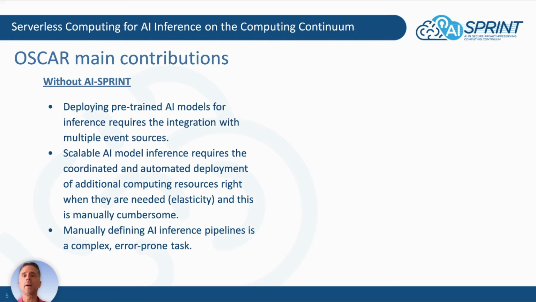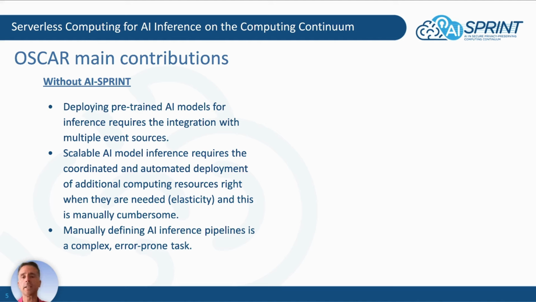So without AI Sprint, deploying these pre-trained AI models requires the integration with multiple event sources. So when you upload files to a certain object store, this triggers the execution of the inference phase of the model. Without AI Sprint, we also face this problem that the scalable AI model inference requires the coordinated and automated deployment of additional computing resources right when they are needed.